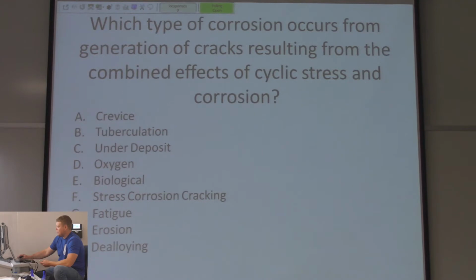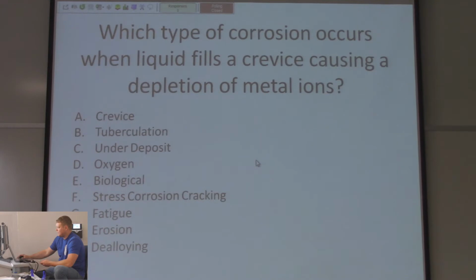Which type of corrosion occurs from generation of cracks resulting from the combined effects of cyclic stress and corrosion? Crevice, tuberculation, underdeposit, oxygen, biological, stress corrosion cracking, fatigue, erosion, or de-alloying. Fatigue corrosion. Correct. 100% of you were absolutely correct.